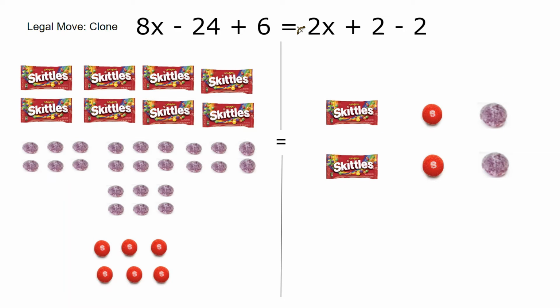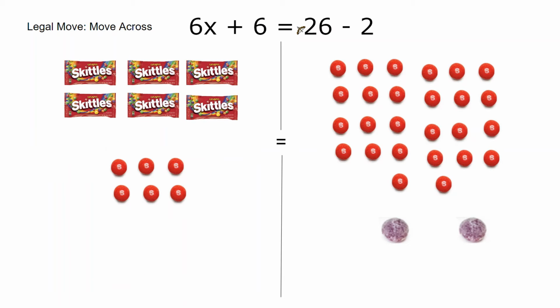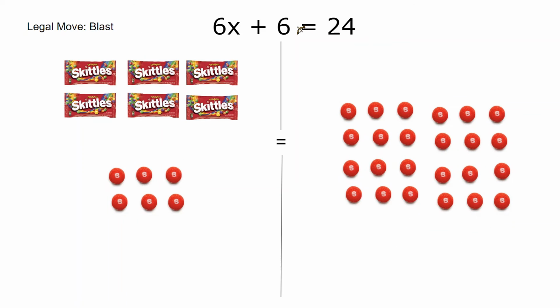And then for the next move, I used cloning again, but for the other side. And so I ended up with 8x minus 24 plus 6 equals 2x plus 2 minus 2. I then used move across to get the 2x over to the other side. And I also used move across for my fourth move, but this time I moved 24. And then for my next move, I used blast.